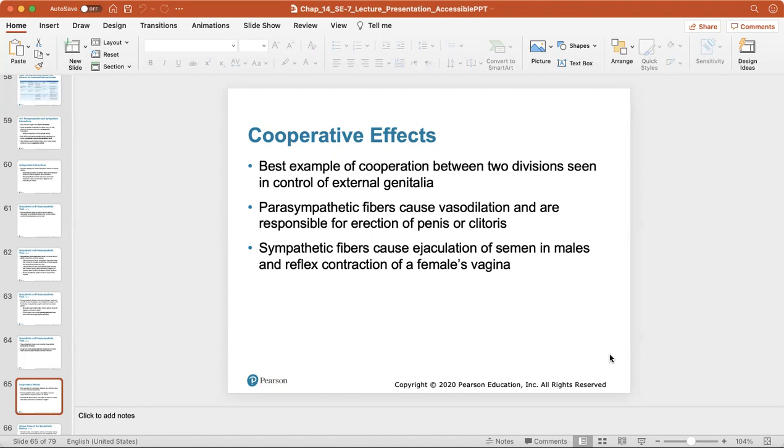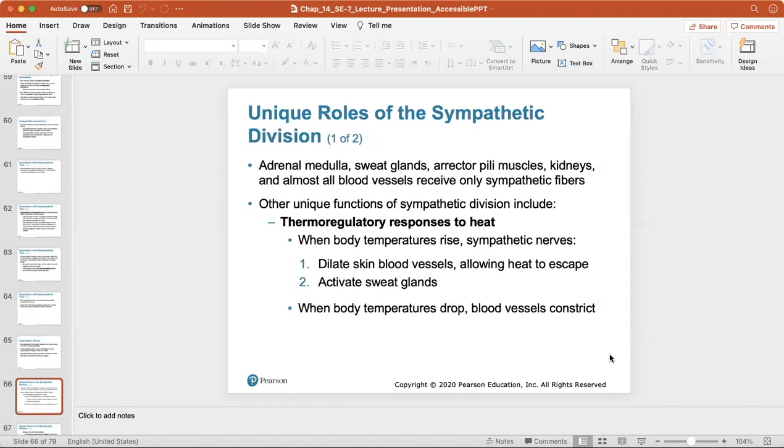So that's really kind of the only cooperative effect where they kind of happen at the same time. Unique roles of the sympathetic division: the adrenal medulla, sweat glands, erector pili muscles, kidneys, and almost all blood vessels receive only sympathetic fibers. And other unique functions of the sympathetic division include thermoregulatory responses to heat.